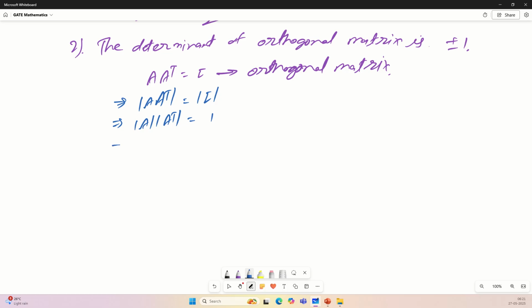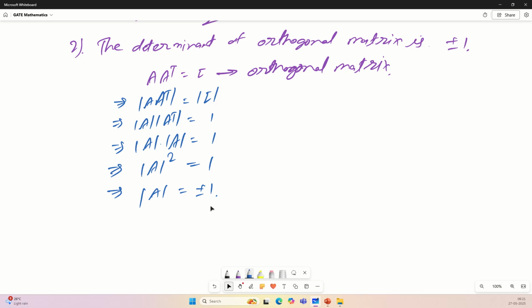You already know that the determinant of a product of two matrices is the product of the separate determinants, and the determinant of A and A transpose are actually the same. So can I write it down? Determinant of A into determinant of A is equal to 1. Got it? So it can also be written as determinant of A square. So you can see determinant of A two times is going to be equal to 1. It means determinant of A is going to be square root of 1, that is plus minus 1. So this is how you can say that determinant of orthogonal matrix is plus or minus 1.